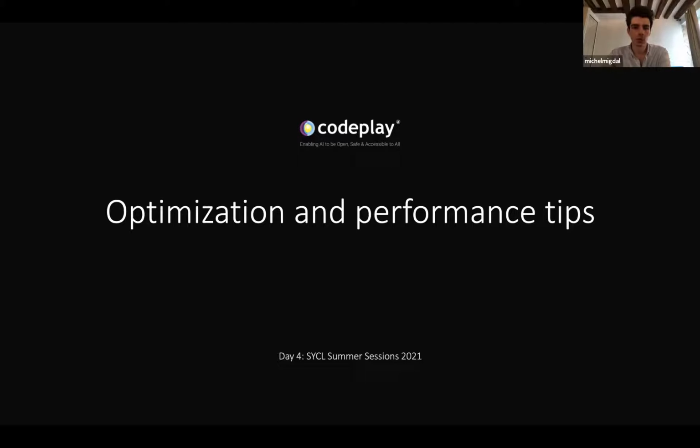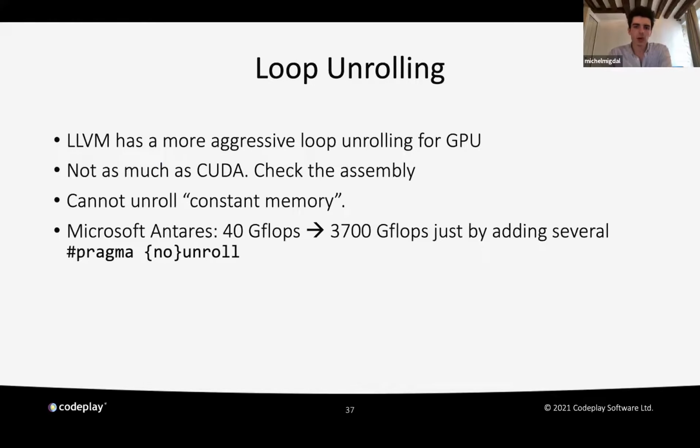So for optimization and performance tips, a big issue I had, in LLVM and DPC++, is that the unroller is very conservative. I read in the doc that you can turn the unroller to be more aggressive on GPUs, but it still almost unrolls nothing. So if you take CUDA kernels that were optimized for CUDA and just copy paste them into SYCL and run that, you get terrible performance.